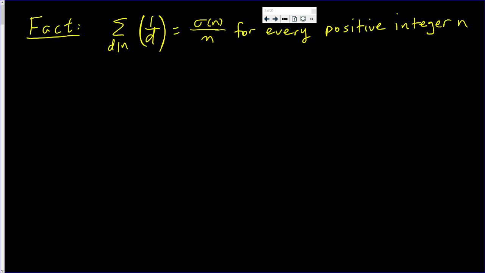In this video, we're going to prove an interesting fact. If d ranges over all the divisors of n, and you add up the reciprocal of all those divisors, then you're going to get sigma of n over n.